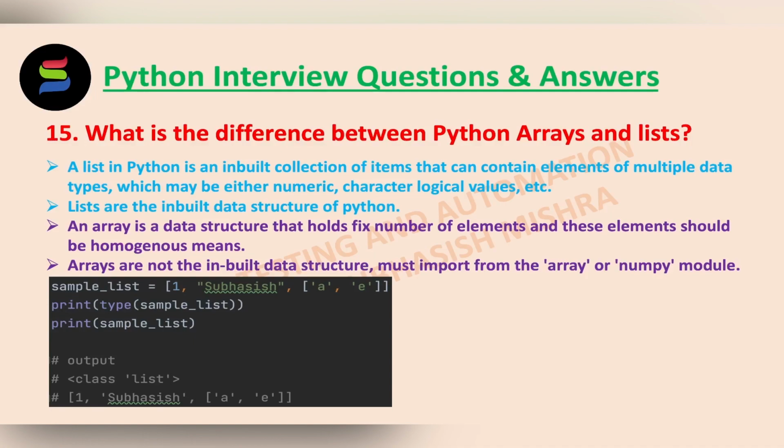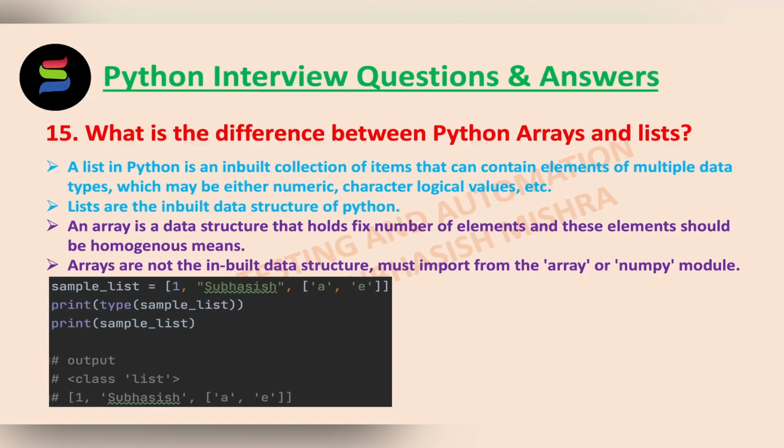Then we have an array. What is an array? An array is a data structure that holds a fixed number of elements and these elements should be homogeneous. What does homogeneous mean? Homogeneous means having the same data type. So, the array will contain the same data type. A list can contain different kinds of data types, but an array will contain similar type of data.